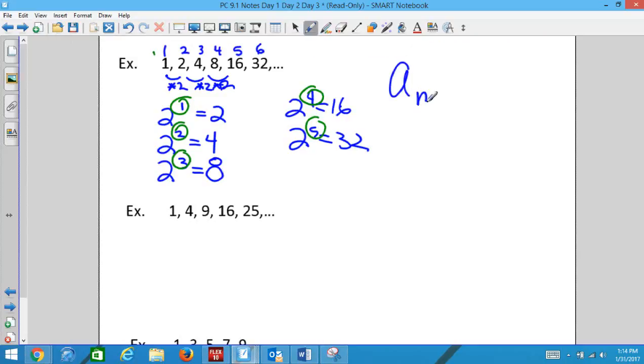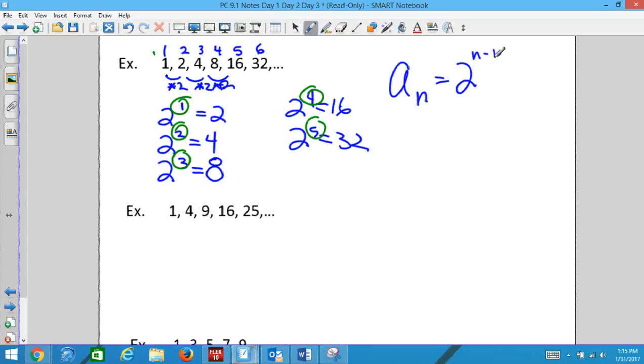So our a sub n is not 2 to the n, because that gives us the bigger one. That gives us the next term. So we need the previous one. So we're going to take that n and subtract 1 from it.